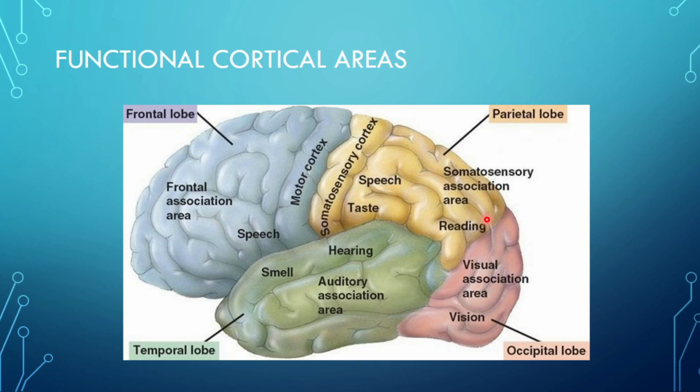And then right at the back, the most posterior part of our cerebrum is the occipital lobe, and the function of this lobe is vision, or things to do with vision.